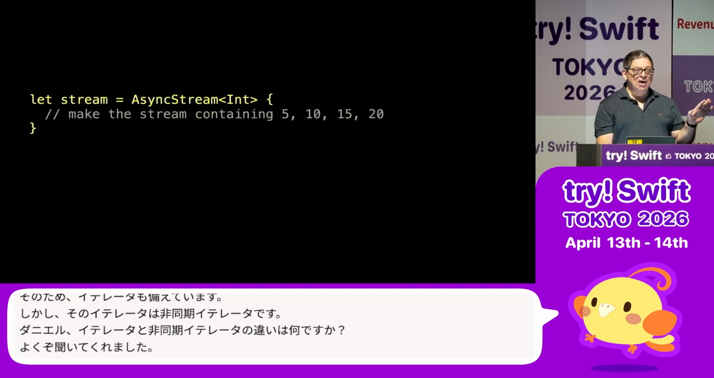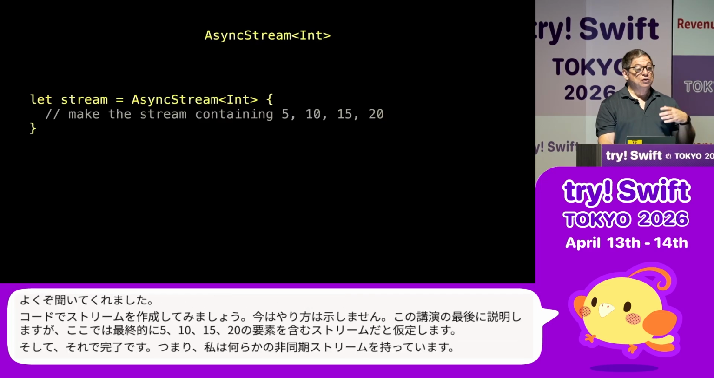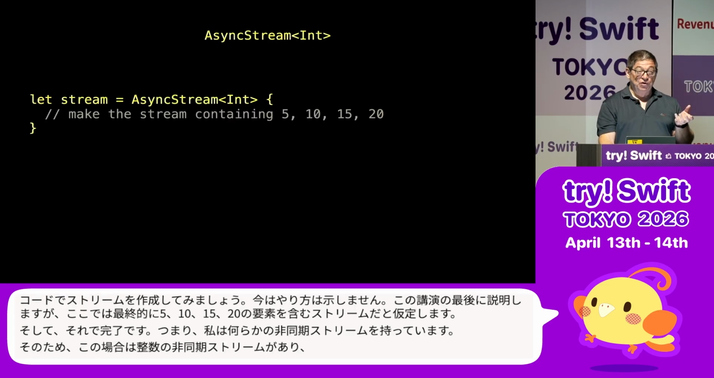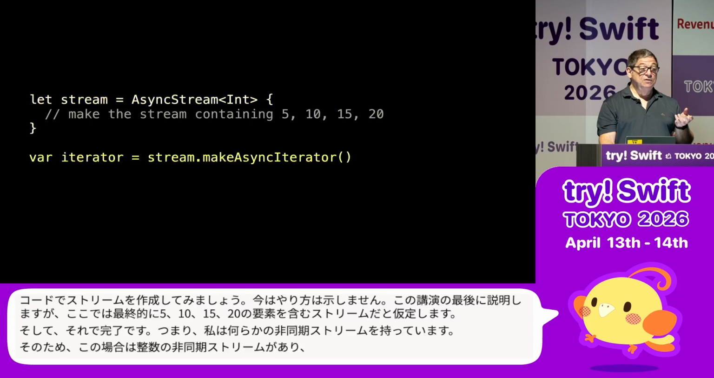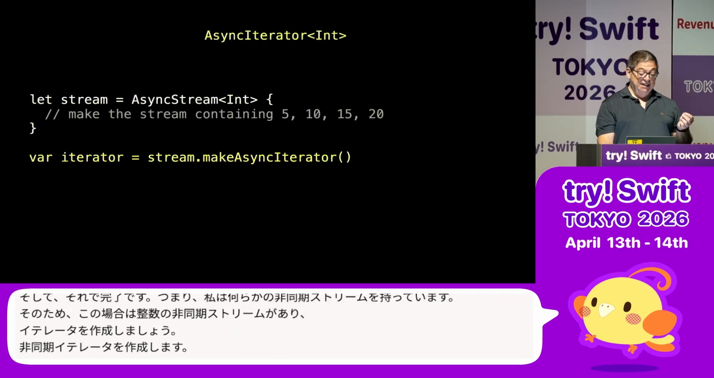I'm not going to show you how now. I'll show you before the end of this talk. But let's just assume it's a stream that eventually contains 5, then 10, then 15, then 20, and then it's done. So I have some sort of an async stream, in this case an async stream of ints. Let's make an iterator. This time we make an async iterator, and we get an async iterator that knows how to iterate through ints.